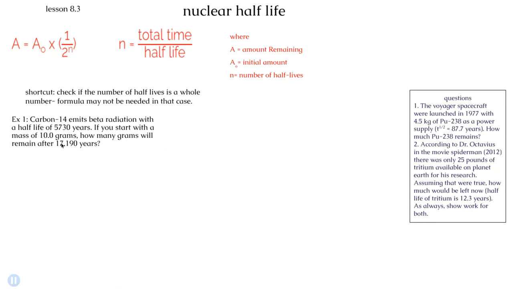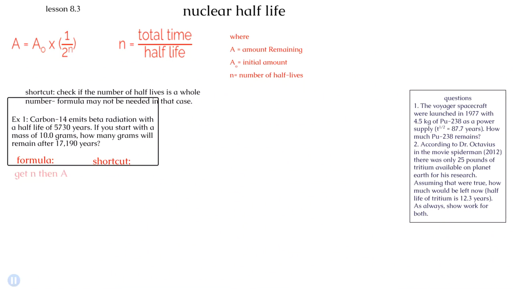If 17,190 is some exact multiple of 5,730, well then we've got an exact number of half-lives, and it is. 17,190 over 5,730 equals 3. So we have 3 half-lives. After the first half-life, you'll be down to 5 grams, 2 half-lives, 2.5 grams, 3 half-lives, you'll have 1.25 grams left, and you are done.